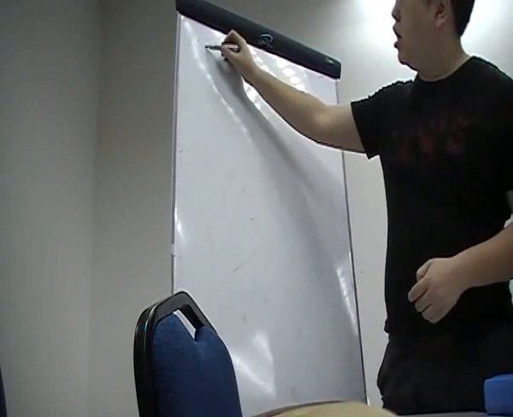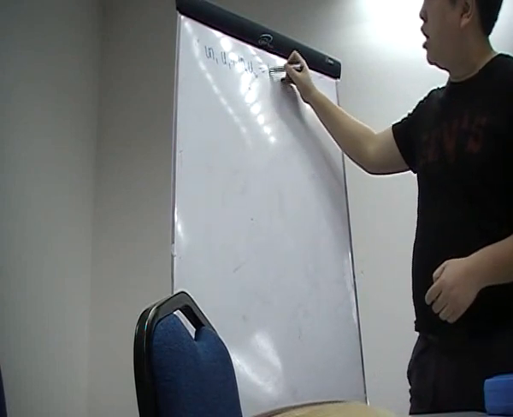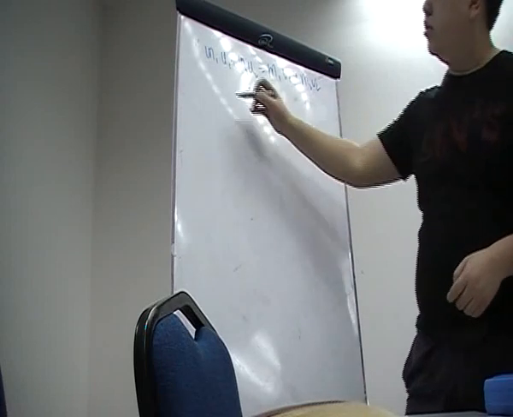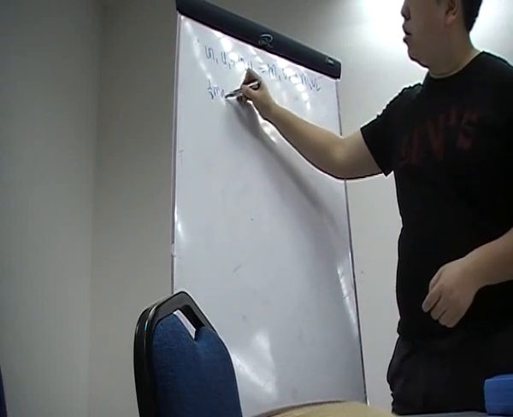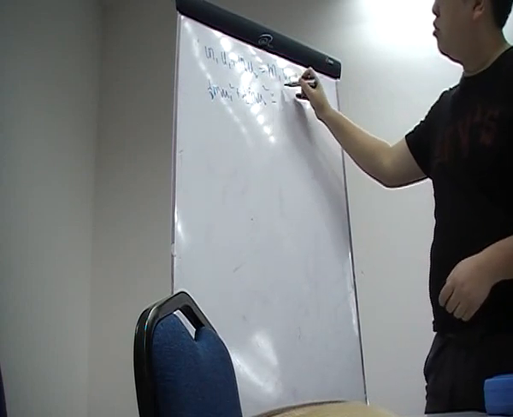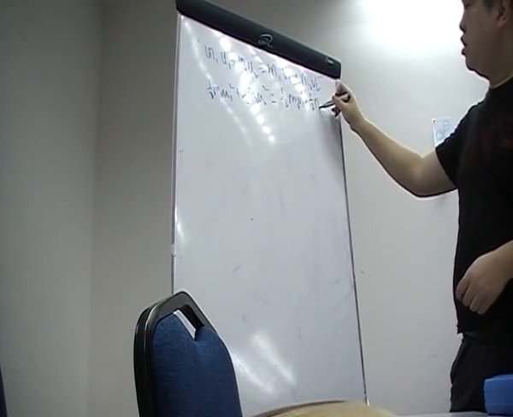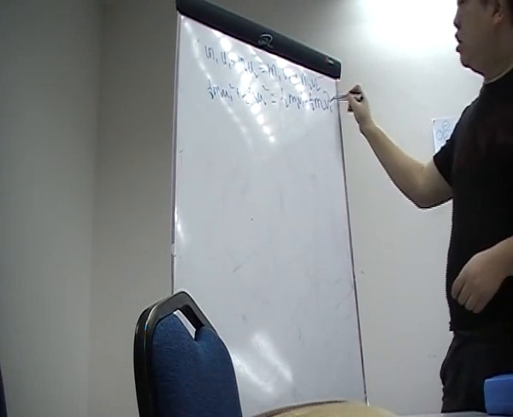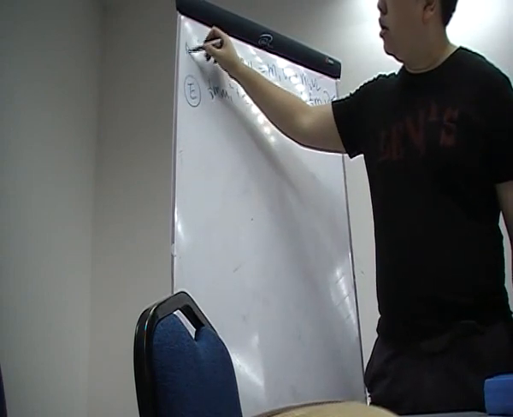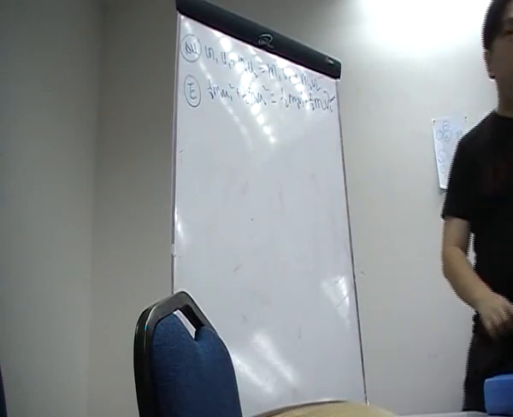Conservation of momentum says m1 u1 plus m2 u2 equals m1 v1 plus m2 v2. Conservation of kinetic energy says half m1 u1 squared plus half m2 u2 squared equals half m1 v1 squared plus half m2 v2 squared. This is only for elastic. The momentum equation is for all. For inelastic and perfectly inelastic you can't use the energy equation.